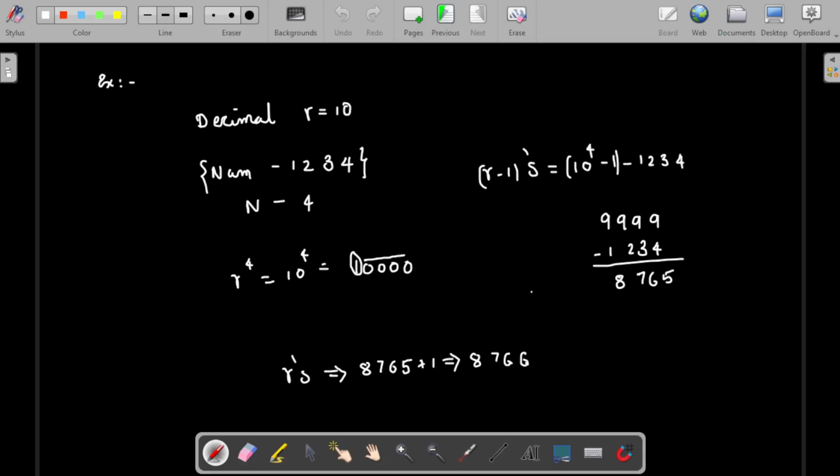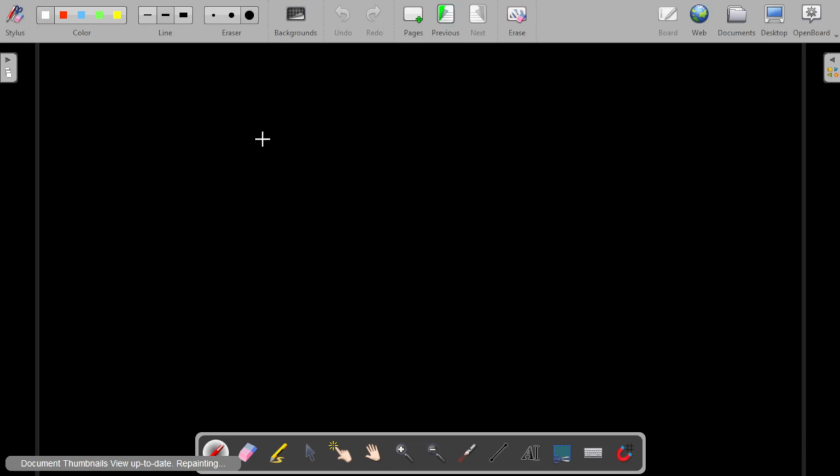So last class we discussed in detail the R's complement and R minus 1's complement. So we know how to calculate R minus 1's complement and R's complement. This we saw for the decimal system. Similar to the decimal system, we have other systems like binary, octal and hexadecimal, right? So let's see how to find the R's and R minus 1's complement for other systems.